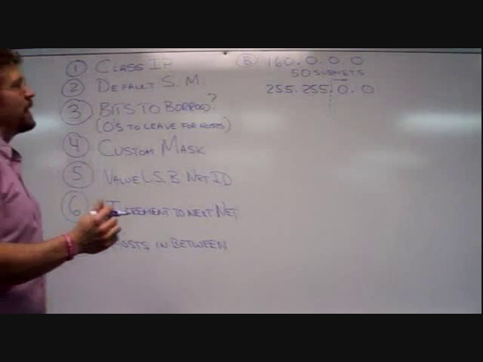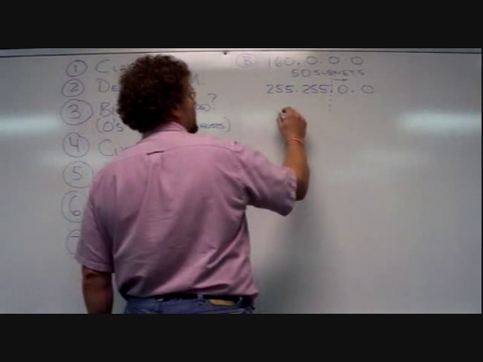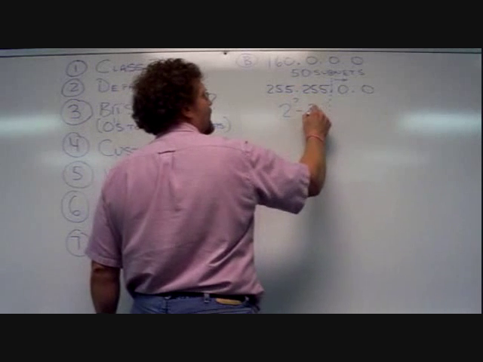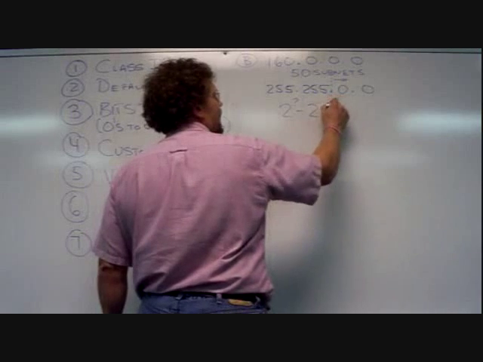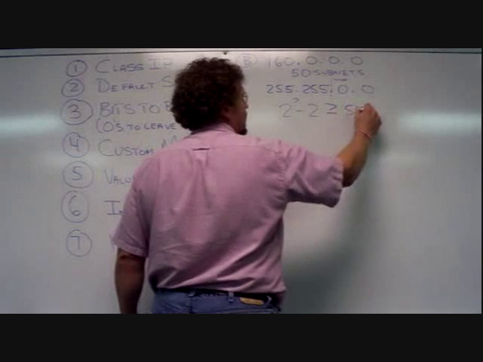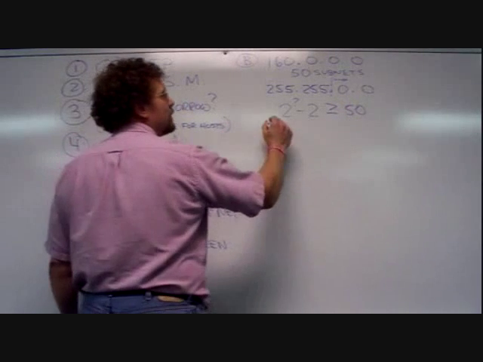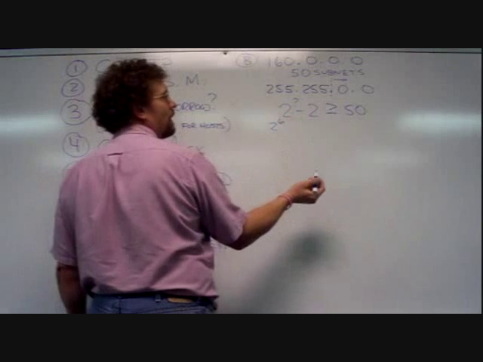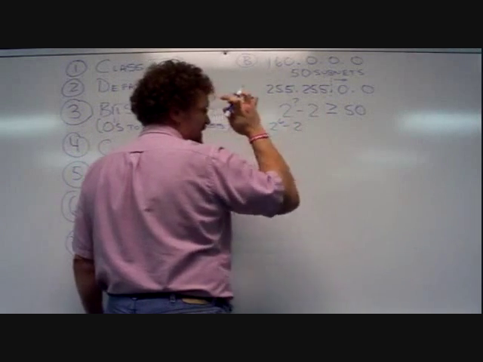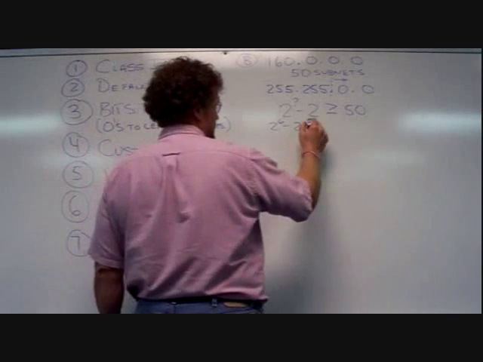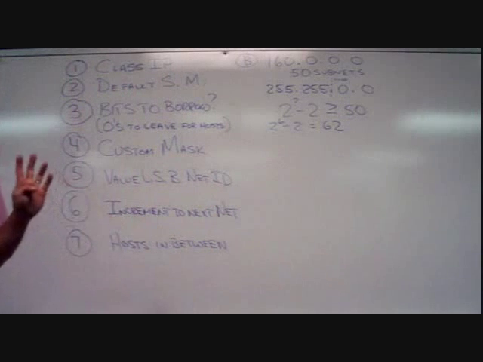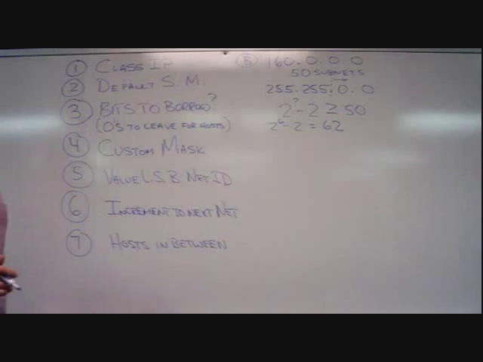The question of how many bits to borrow: well, how many subnets do I need? 2 raised to what power minus 2 is greater than or equal to 50. Well, that would be 2 raised to the 6th power, which is 64, minus 2 (we're throwing out first and last, you may or may not do that), equals 62. So plenty of coverage, plenty of coverage.